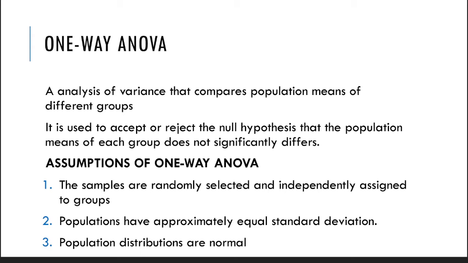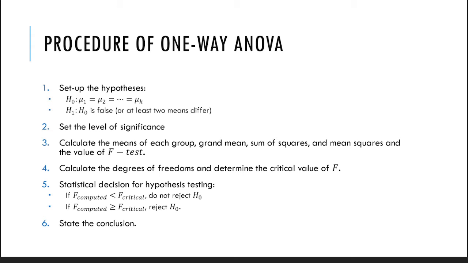So just like our t-test and z-test. Okay? And in that, we have this procedure. Papansinin natin, parehas lang naman pala, di ba? Kailangan lang natin mag-set up ng hypothesis, kailangan natin i-set yung ating level of significance. Ang kaibahan lang for one-way ANOVA, syempre, we will be using the F-test instead of t-test and z-test.